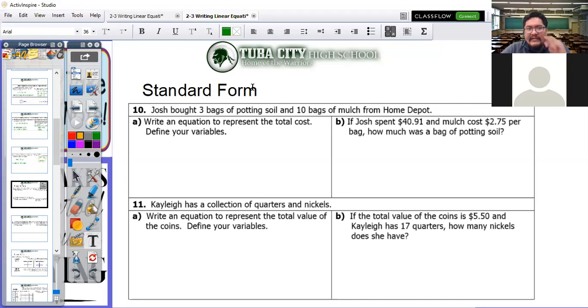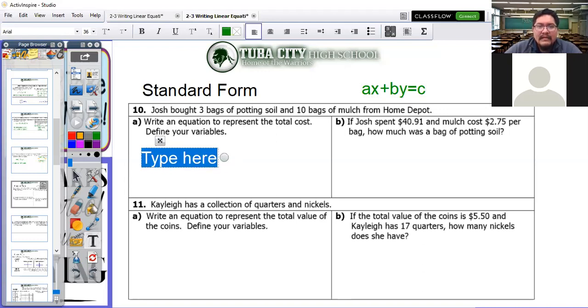So we got our guy, Josh. He bought 3 bags of potting soil and 10 bags of mulch from Home Depot. Write an equation to represent the total cost. Define your variables. So again, I might as well just put it up here: ax plus by equals c. So there are 2 things we're looking at in this case.